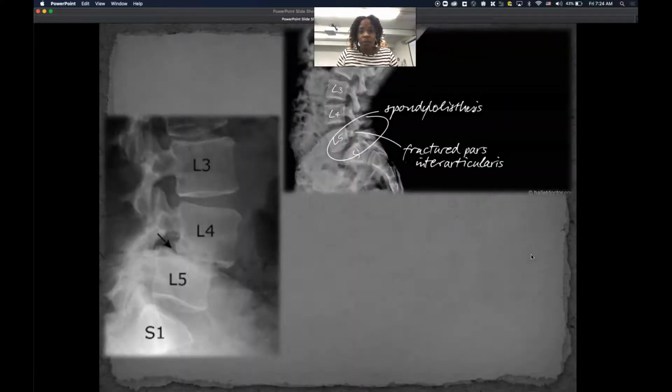Okay, so let's take another look at this here. We're looking at spondylolisthesis, right? So if we have a fracturing, can you guys see that okay? If we have a fracturing here, you can see how that L4 has slid forward, right? So the S1, L5, L3, all in a line, but can you see how L4 has kind of slid forward and dropped down onto L5? So this is just an example of a fracture of the pars interarticularis.